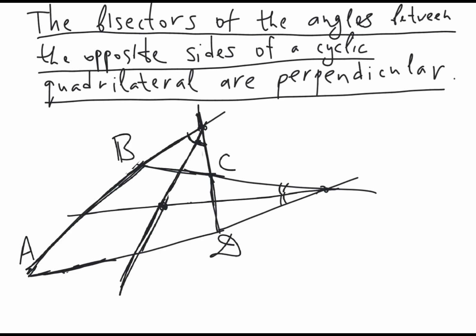If it's cyclic, it means that it's inscribed in a circle. So there is a circle that passes through all four vertices. So if there is a circle passing like this through all four vertices of the original quadrilateral, then this is a right angle.